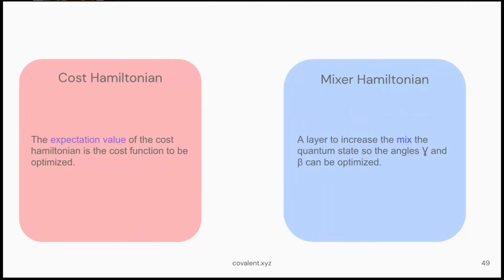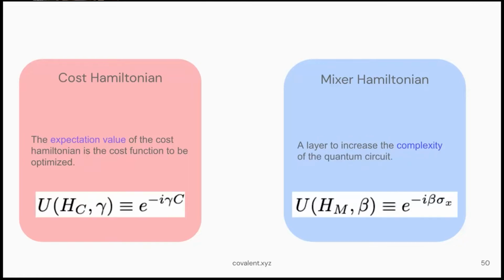And then there's a mixer Hamiltonian. So this is a layer that essentially increases the mix of the quantum state. What it would do is prevent something from happening where you would only have the cost Hamiltonian, but when you go to calculate the expectation value, the complex conjugate would cancel it out, and then you wouldn't be able to optimize it. So the mixer Hamiltonian doesn't commute with the cost Hamiltonian and essentially allows you to compute the expectation value, which you wouldn't otherwise be able to. So they look like this, and you notice both of them have these tunable parameters, these angles, gamma and beta.